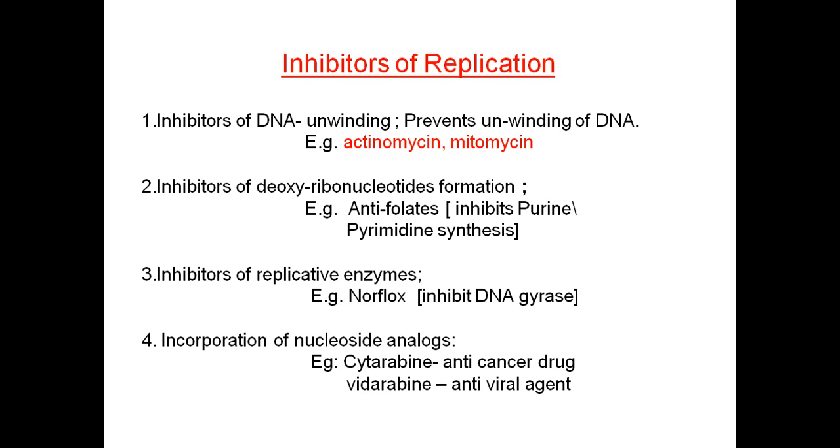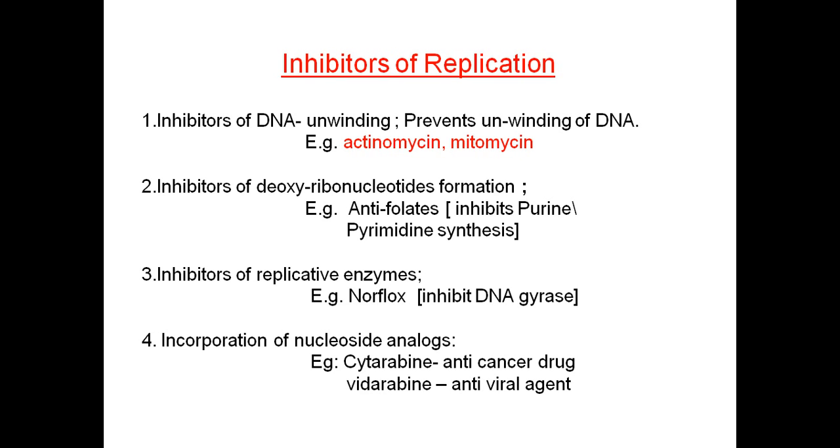Then inhibitors of replicative enzymes like DNA gyrase and DNA polymerase, these are the enzymes of DNA replication. These enzymes can be inhibited by certain drugs. For example, norfloxacin is an antibiotic which is used. This inhibits the DNA replicative enzymes. So norfloxacin also acts as an inhibitor of DNA replication.